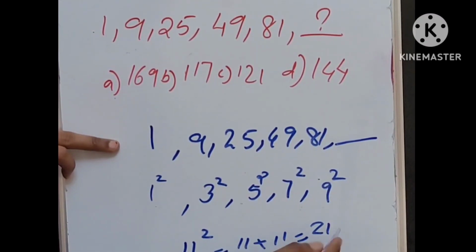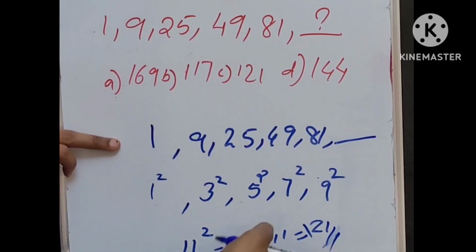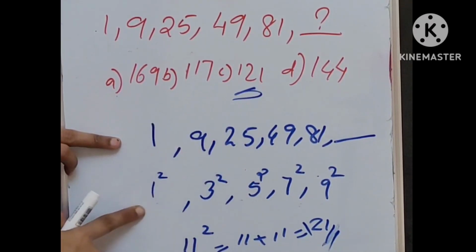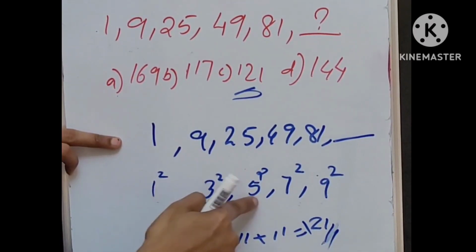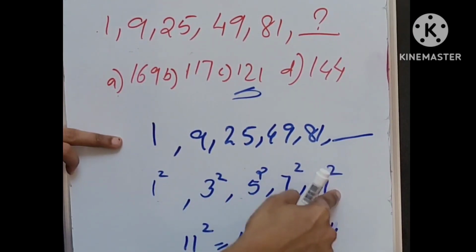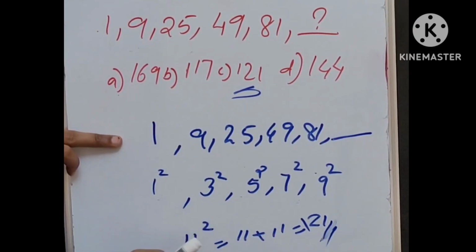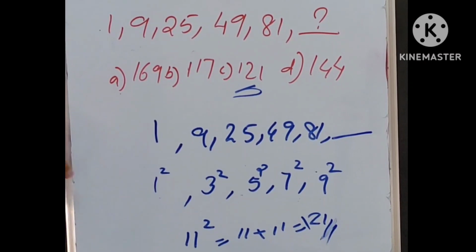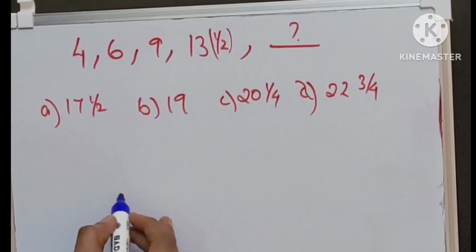121. So the answer is 121. The pattern is 1 square, 3, 5, 7 and 9. Next is 11, so 11 square is 121. Option C is the right one.